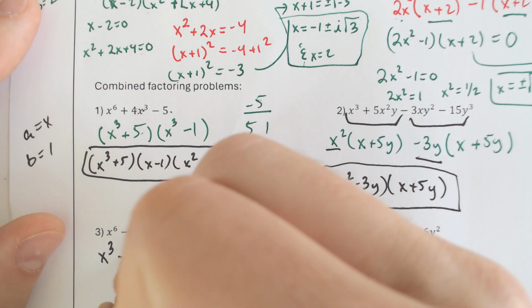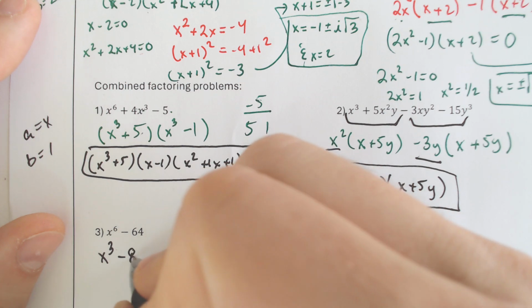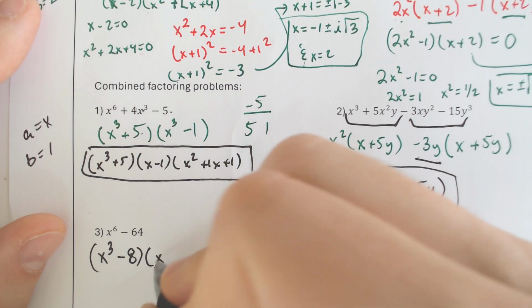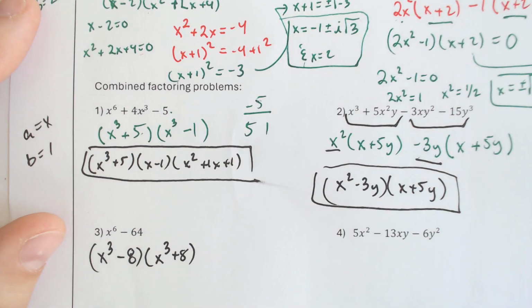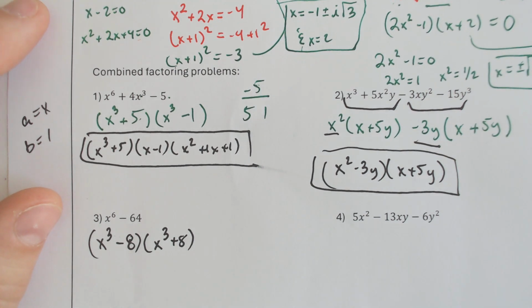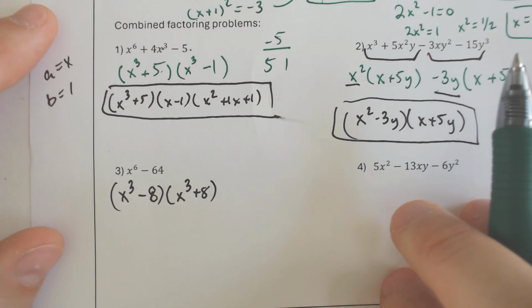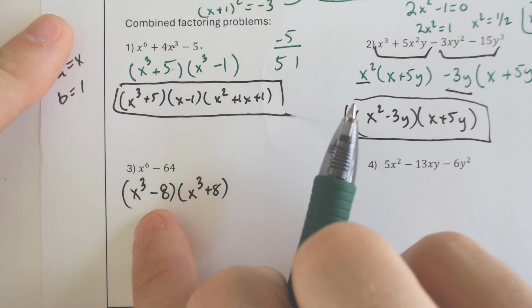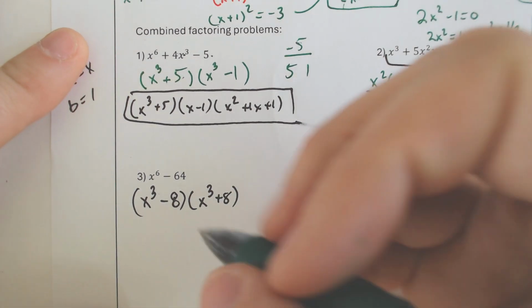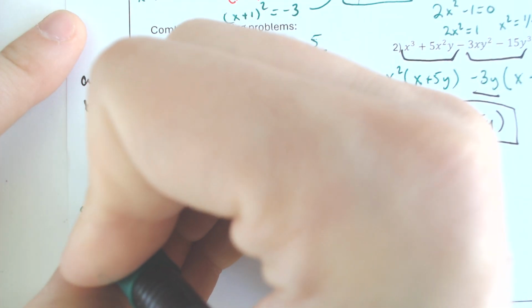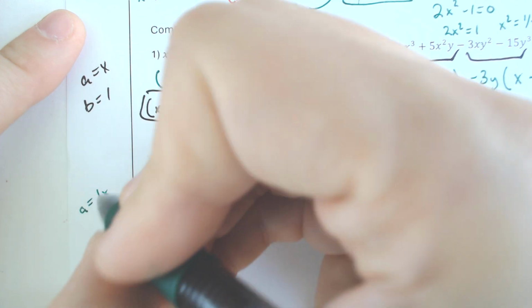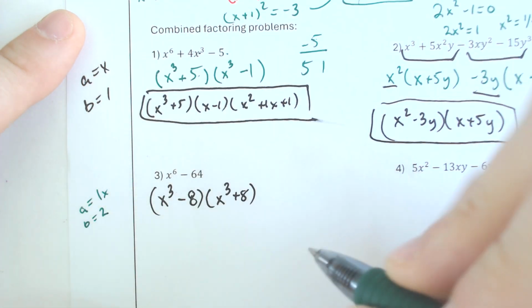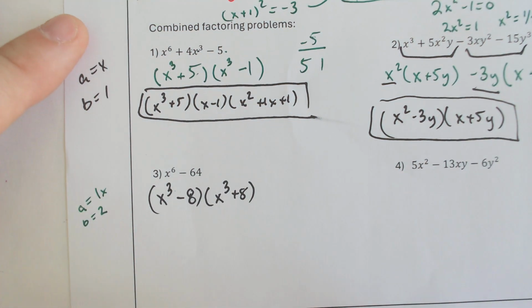If you do that, you end up with x to the 3rd minus 8 and x to the 3rd plus 8. And doing it with this method first ends up making the problem a little bit easier. Still not easy because we still have an AB formula for both of these. Okay? So a for both of these is 1x, and b for both of these is 2 because the cube root of 8 is 2.